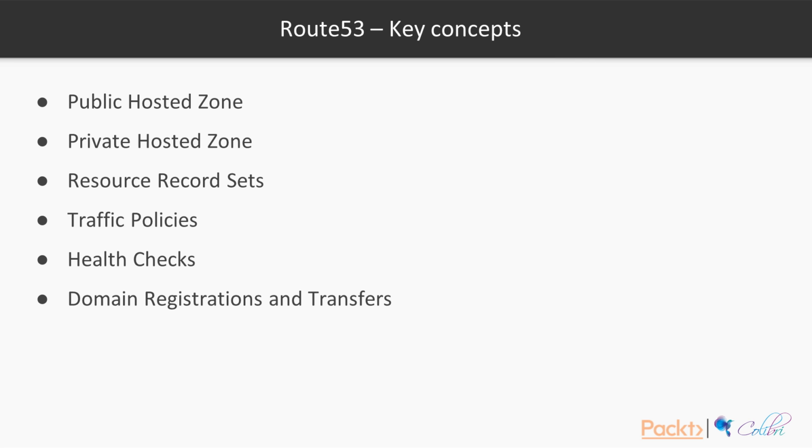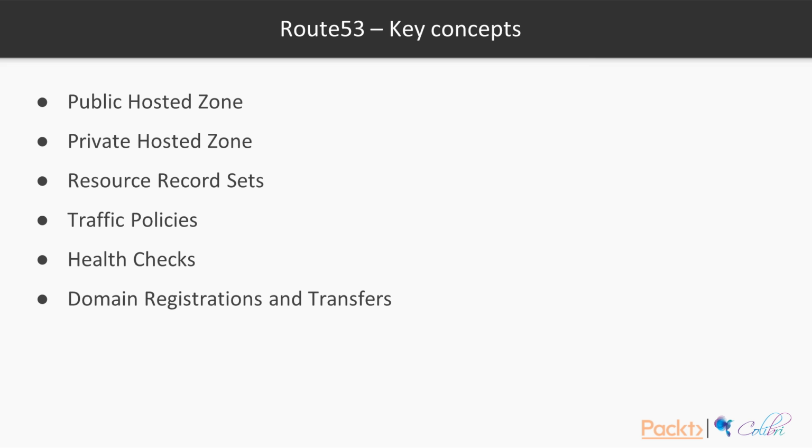Some key concepts of Route 53 include public hosted zone. A public hosted zone is a container that holds information about how it should route traffic on the internet for a domain and its subdomains. A private hosted zone is a container that holds information about how it should route traffic not via the internet but within VPCs, or virtual private clouds.